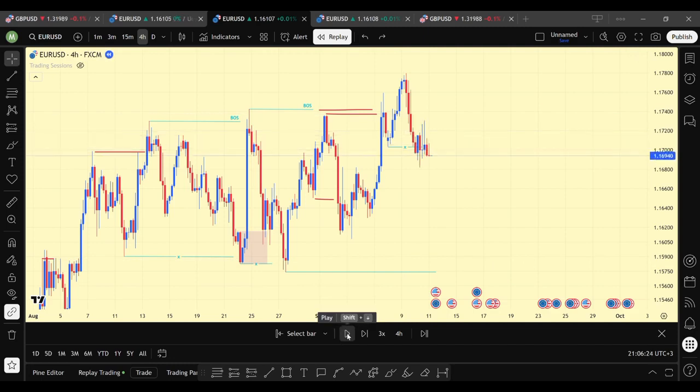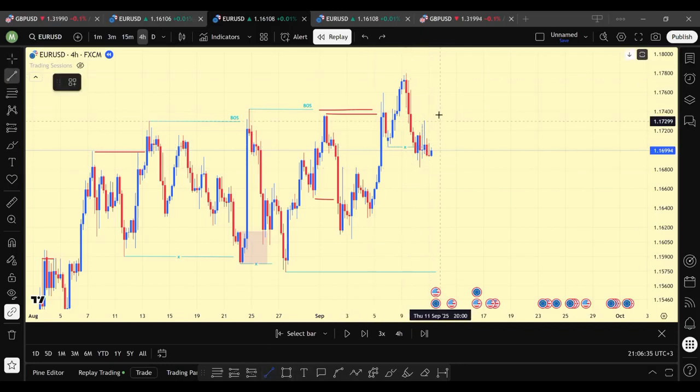All right, as you can see right there. I said that I will not be marking the POIs. I'm only interested in the taking out of this inducement and then price making a breakout structure. So if price now breaks past that, that will be a break of structure.